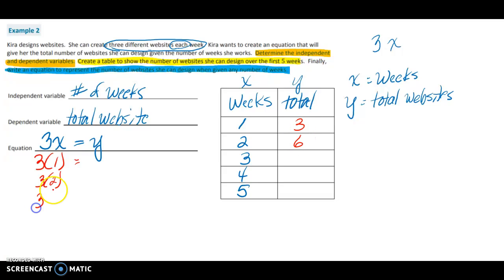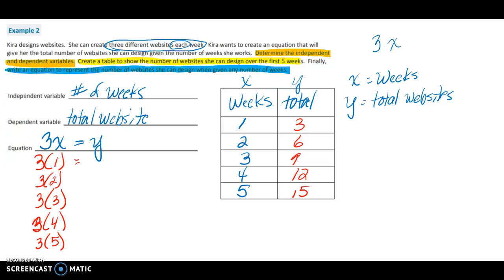Next, I have 3 times 3, so 3 videos per week for 3 weeks. So that gives me a total of 9 websites. The next step is 3 times 4 weeks, so 3 videos in 4 weeks. That's a total of 12 videos, or no, I'm sorry, 12 websites. And finally, 3 for a total of 5 weeks. That gives me 15. So let's see if we've answered all the questions.